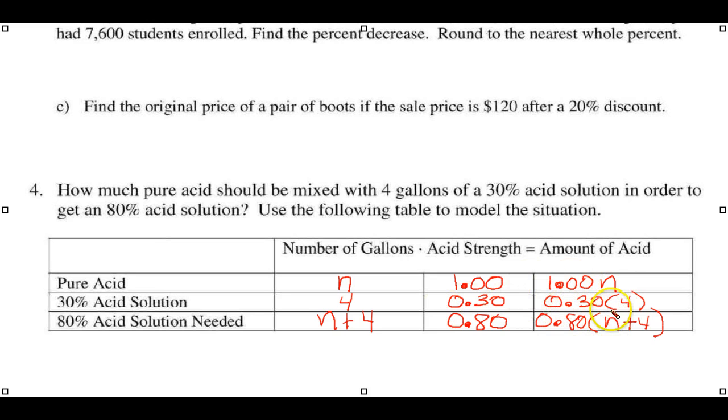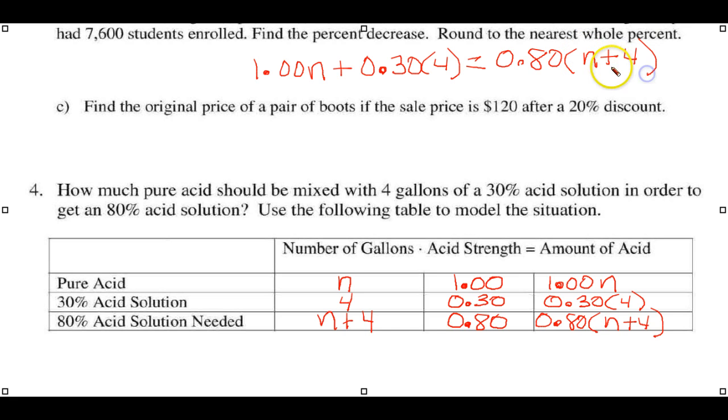So what will our equation be? Well, we'll write it up here where we have a little more room. 1.00N, this is our unknown amount of pure acid, plus 30% of 4 equals our N solution, which is 80% of N plus 4. Now this is the beauty of algebra, that you didn't know this, and you could keep mixing things and trying, but by using the algebra, it tells you just how much you're going to need.